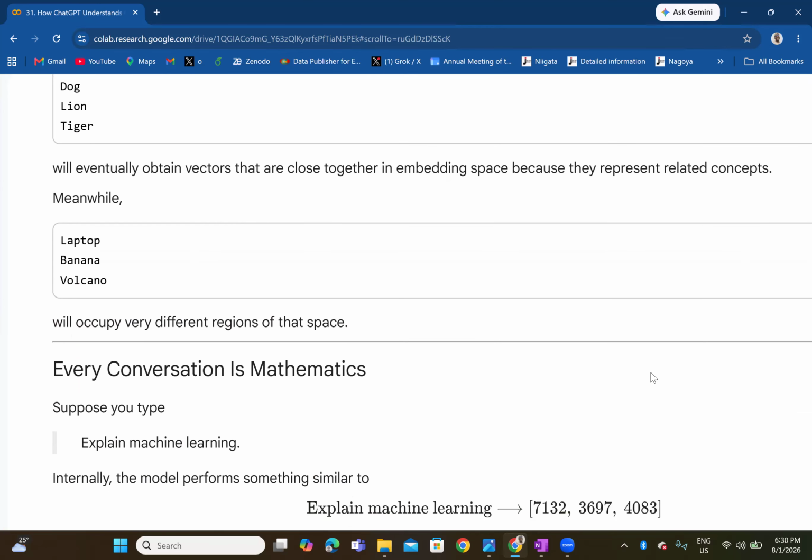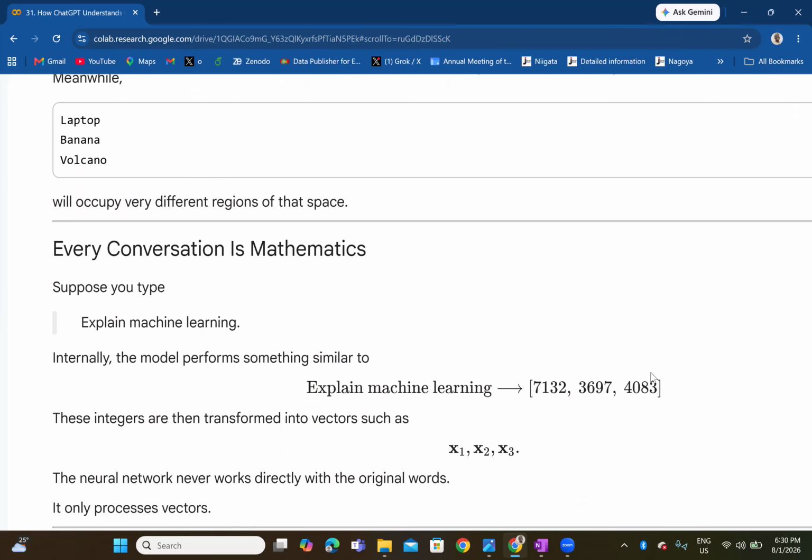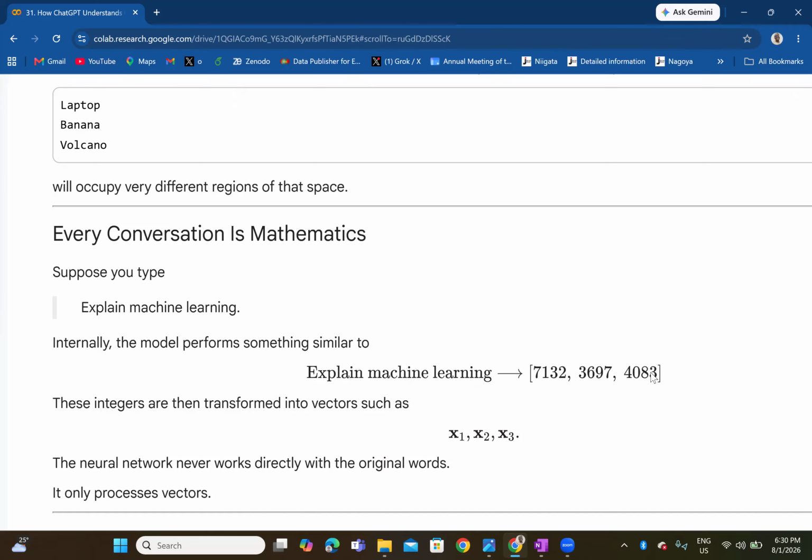Meanwhile, if you talk about laptop, banana, and volcano, they will occupy very different regions of that space because they are so unrelated. Then every conversation is mathematics in short. Suppose you type "explain machine learning." Internally, the model converts it into numbers: explain is 7132, machine is 3697, learning is 4083, and those numbers can vary depending on the tokenizer used in your model.